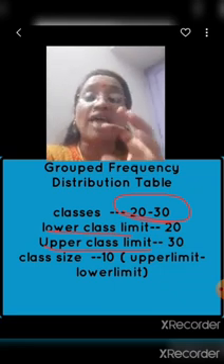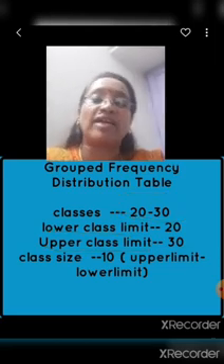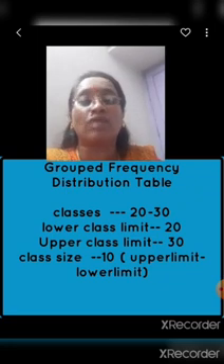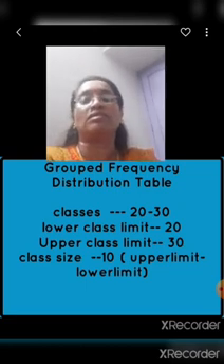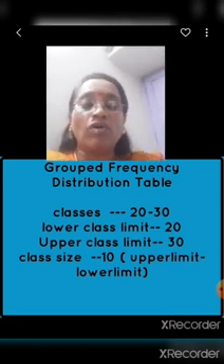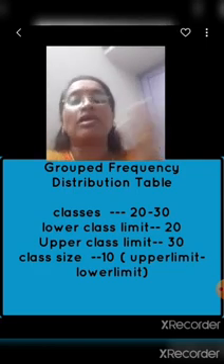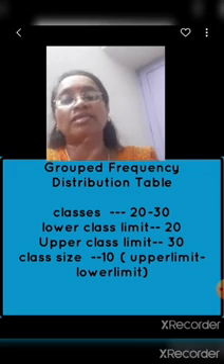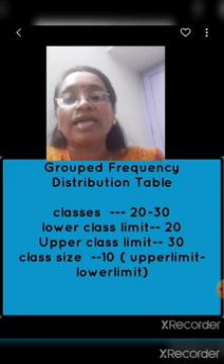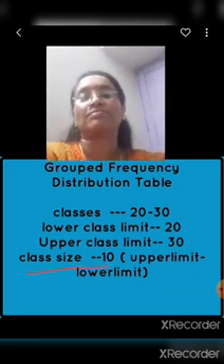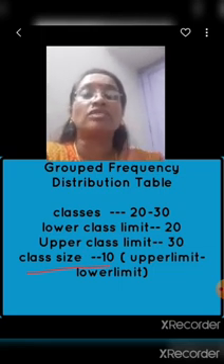Then, what is the size of this group or size of this class? How many members are there? How can we find the size of the class? Upper limit minus lower limit. Here it is 30 minus 20, that is 10. So the class size in this class is 10. These are the basic things you have to know when you are dividing data into classes.